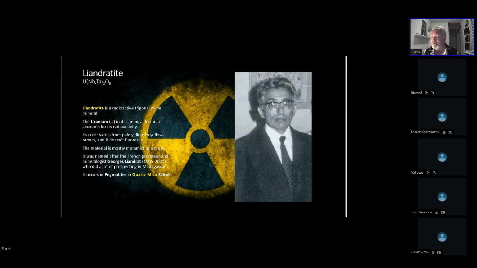Here we see the black metamict kobeite-(Y) in matrix from Hiroshima City, Hiroshima Prefecture in Honshu, Japan.